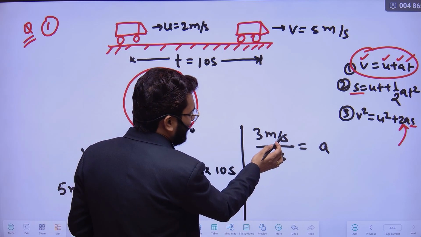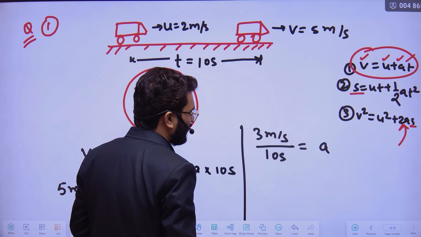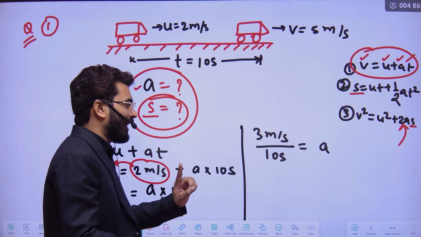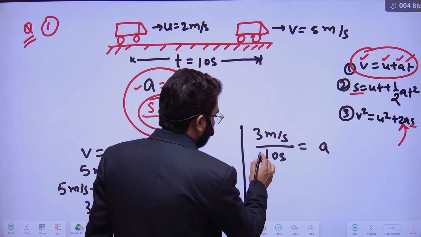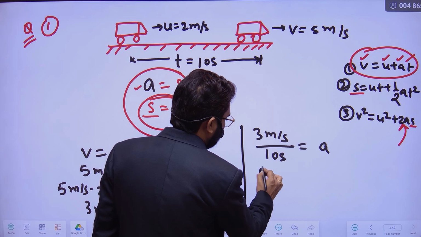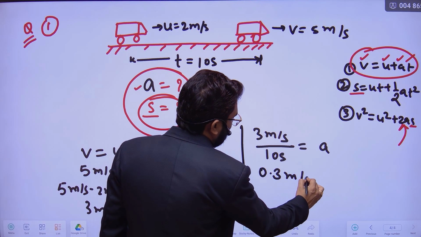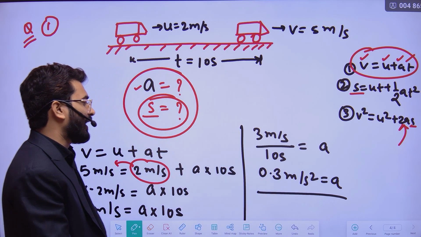This is a second in the denominator, and also this second is in the denominator, meaning second will multiply with another second, that makes second square. So here is meter per second square, and 3 by 10 means 0.3 meter per second square is equal to a. This is the value of this acceleration.